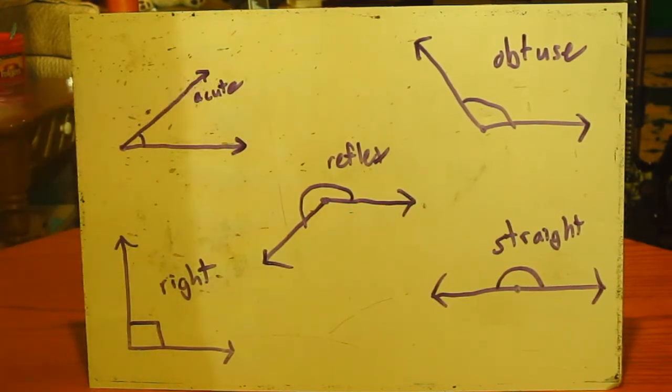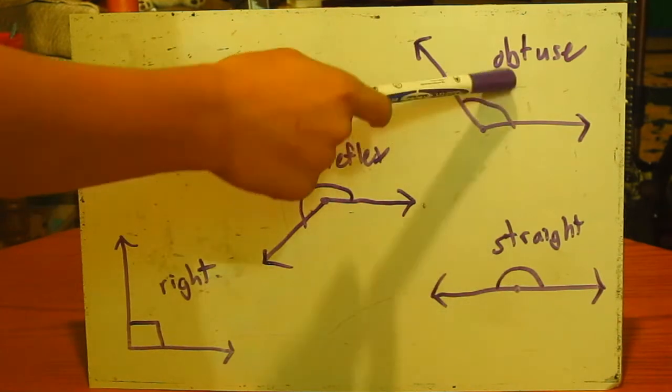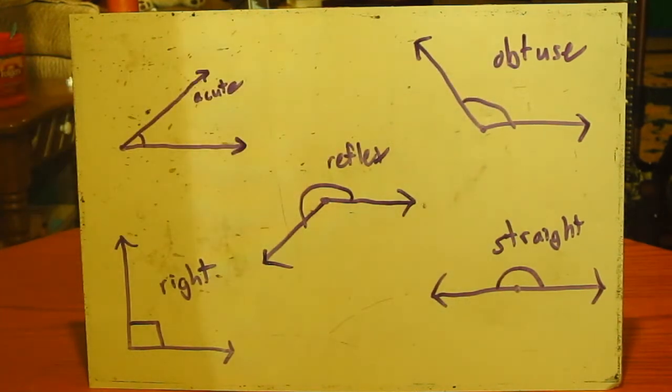Our first angle is an acute angle, and that angle has to be less than 90 degrees. That's an acute angle. The next angle is a right angle. It has to be exactly 90 degrees. It usually has a box in it to tell you it is a right angle. And the next angle is an obtuse angle. And that angle has to be more than 90 degrees but less than 180 degrees. So there's our obtuse angle.